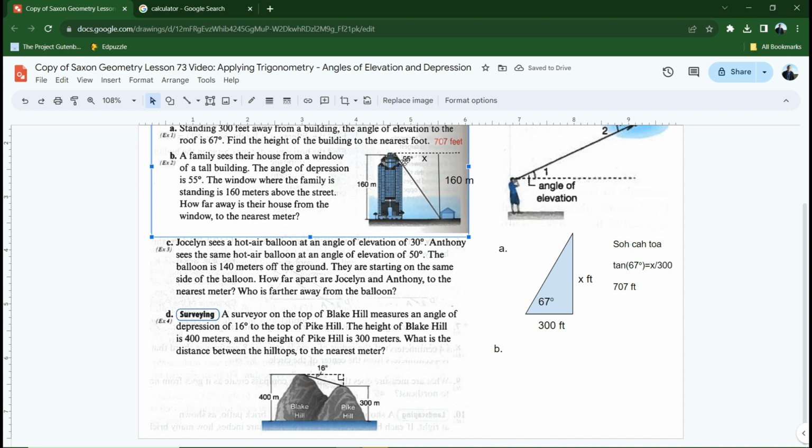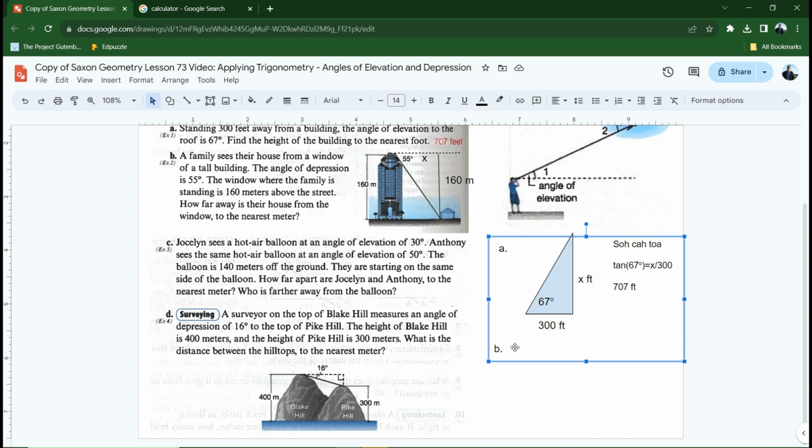Let's see. So here I know this angle. X is my adjacent, and then 160 would be the opposite from that angle. Again, I know opposite and adjacent, so this one's going to be just like the last one, a tangent problem. The tan of 55 degrees, now let's be careful to make sure we get things in the right spot here, equals the opposite side over the adjacent side. This time I know the opposite side is 160 over the adjacent side, x. That's my unknown.